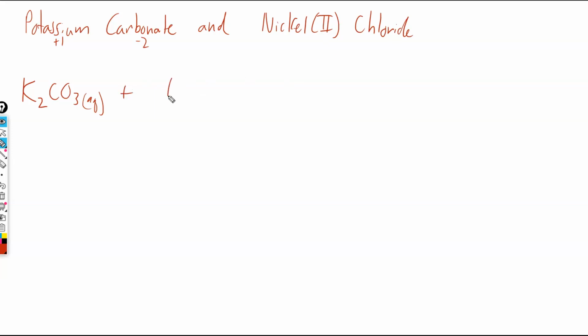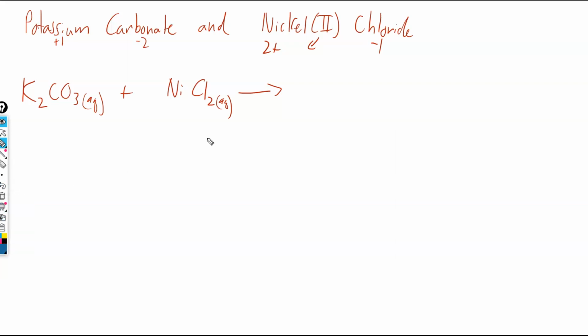Plus nickel, Ni. Remember, this 2 always meant the charge, not how many. So the charge is 2 plus. And then chloride is Cl, which remember is a 1 minus. So I need 2 chlorines to balance out the 2 plus and nickel. And this is also an aqueous because I said solutions.